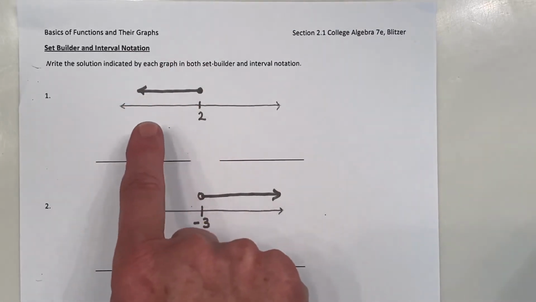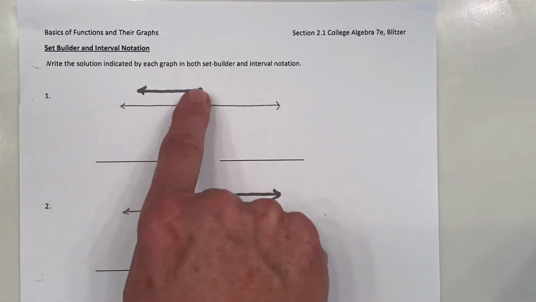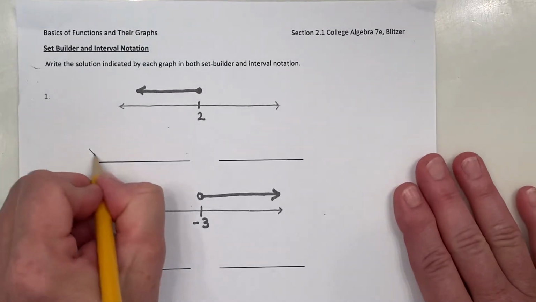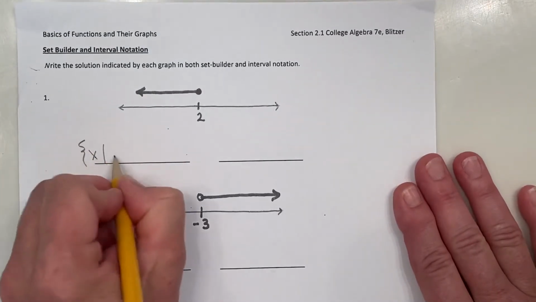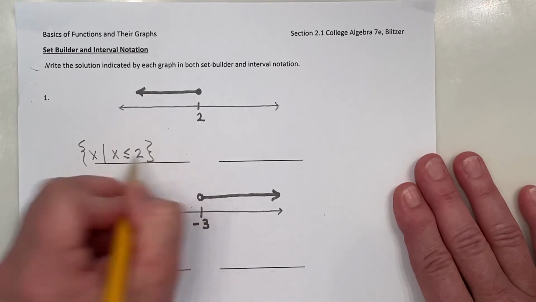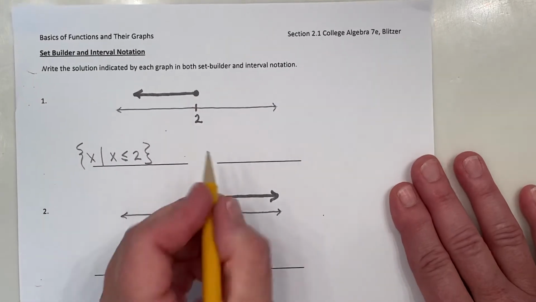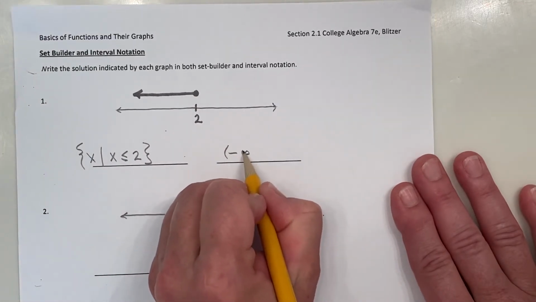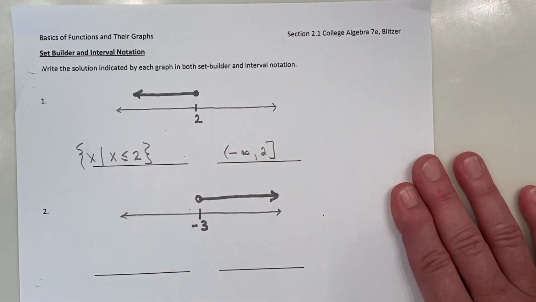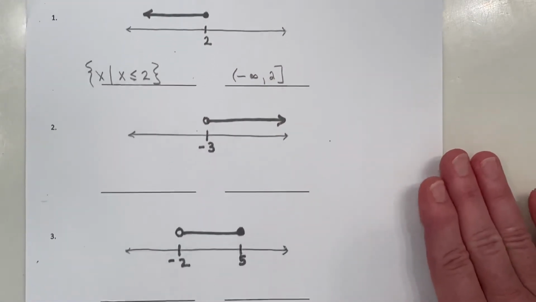All right, number 1, I see a graph here of numbers, and I see that this indicates that all the values, and we'll call them x's, all the x values that I'm interested in would be less than or equal to 2. So for set builder notation, it's all x such that, we'll use a brace, x is less than or equal to 2. So what does that look like in interval notation? Well, I start at negative infinity and I go all the way up to positive 2, closed circle means a bracket. You may prefer to go to interval notation and then set builder notation. It's really 6 of one, half dozen of another. Okay, however you're comfortable.